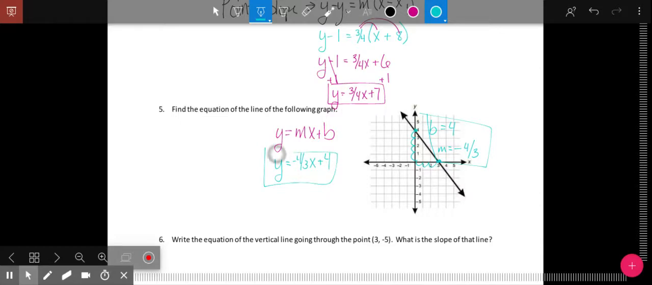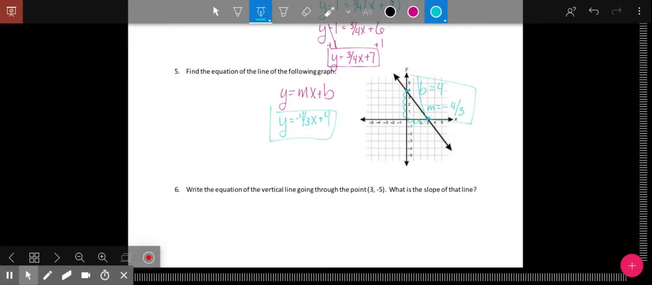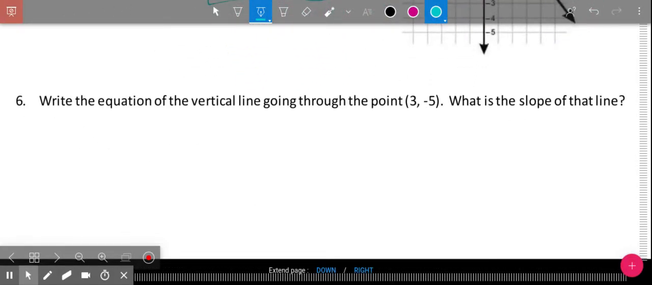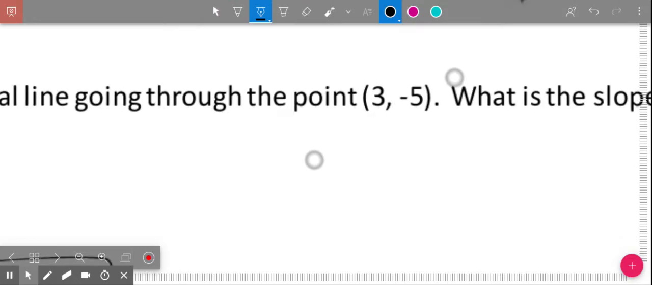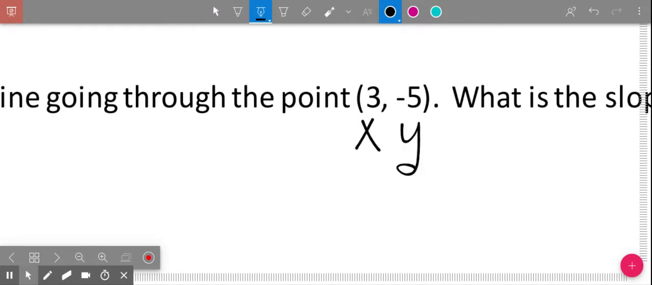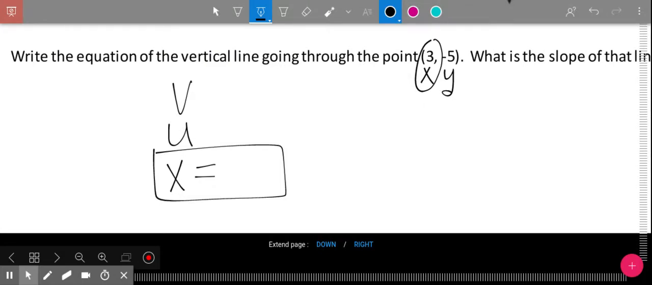Moving on to number 6. It says write the equation of the vertical line going through the point (3, -5). Anytime we need a vertical line, that's where we have to use our VUX. Since it's a vertical line, I know it's going to be x is equal to something. I look at the point, and I've got x and y. I have to use the x part because it's x is equal to. So it's going to be x is equal to 3. That's the equation of my line.